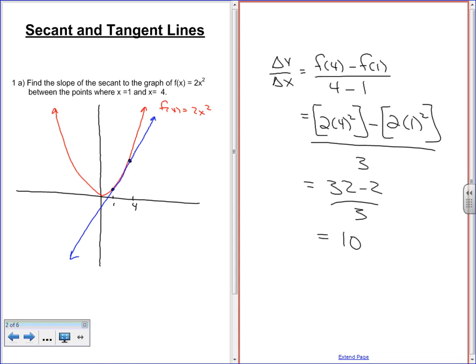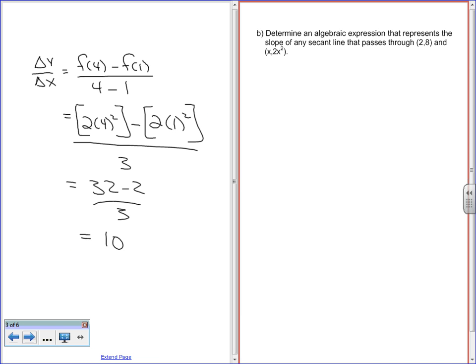Okay. Next question. Determine an algebraic expression that represents the slope of any secant line that passes through the point (2, 8) and the general point (x, 2x squared). So as soon as you see the slope of the secant line, you should be thinking the average rate of change. I have to use the slope formula. So the change in the y's with respect to the change in the x's is the slope. And I'm just reminding you here that we use m to represent the slope.